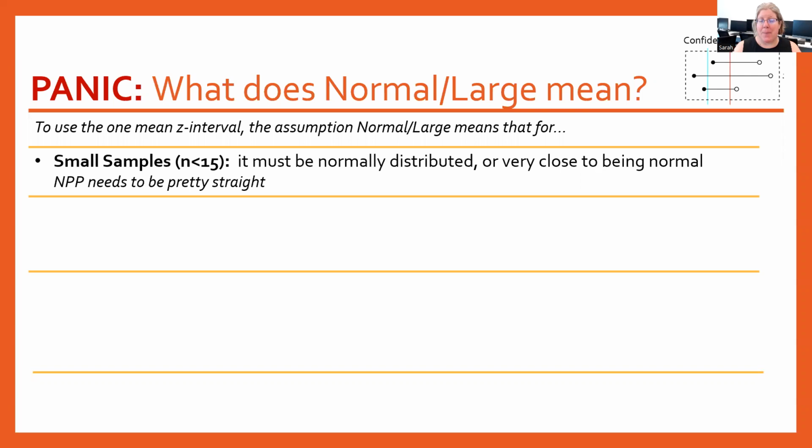Do we make a normal probability plot? Does the central limit theorem apply? Right, so there's lots of ways of going about meeting this condition. And so I want to take a look at how sample size relates to that.